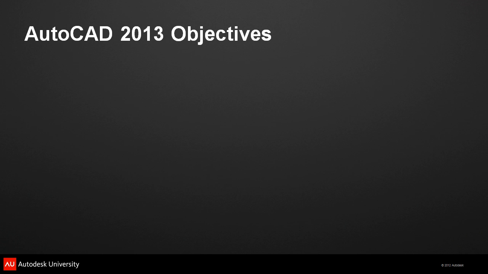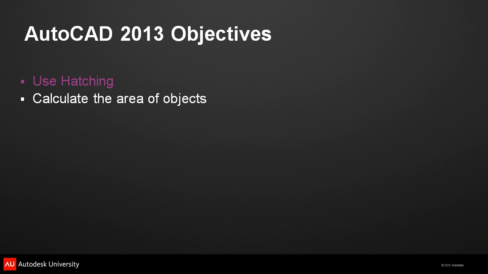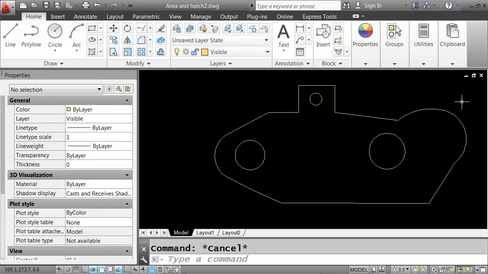Our next group of AutoCAD 2013 objectives is to look at using hatching and to calculate the area of objects. So let's take a look at these two objectives. Let's look at hatch and hatch edit, and then we'll take a look at area.